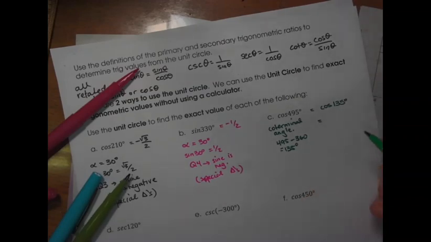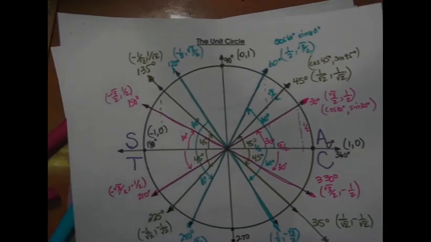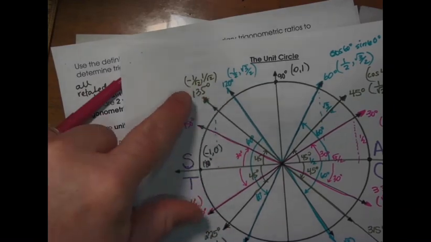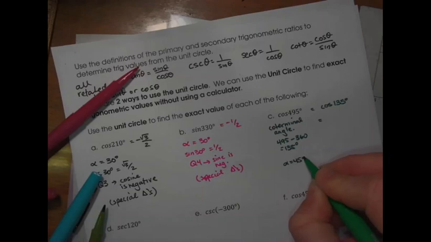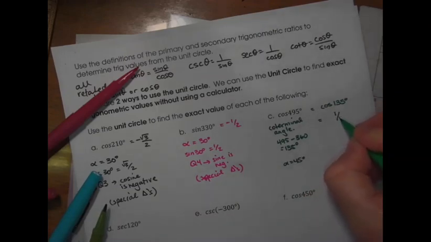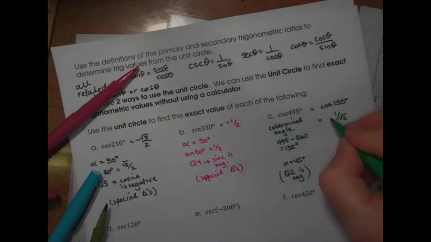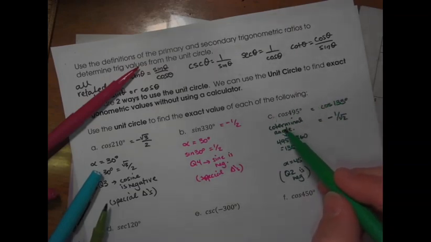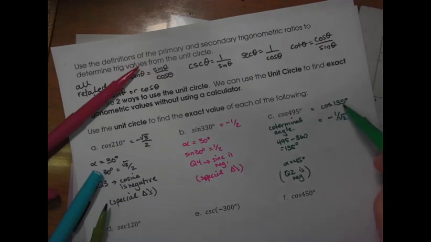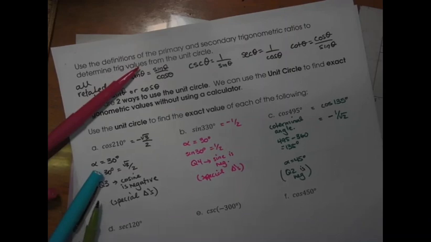And then I can go to my unit circle and say, well, cos of 135, its related angle is 45 degrees. So I know it has to be 1 over root 2. And in Q2, it's negative. So it's going to be that. So I may have to use some coterminal angles to get it to the unit circle to find that answer. So I might have to do some thinking with this.